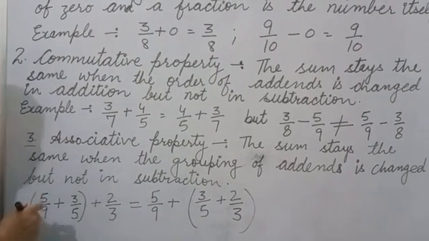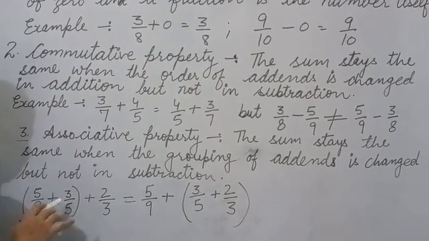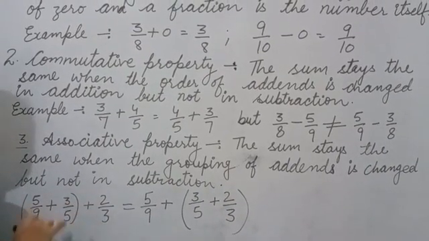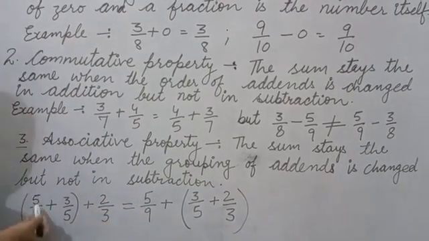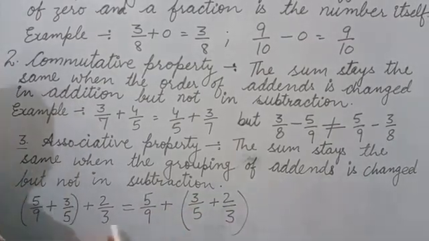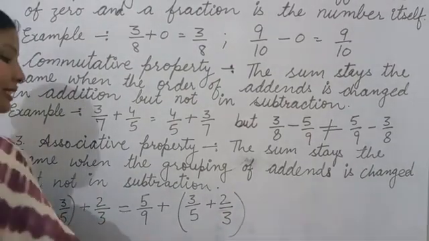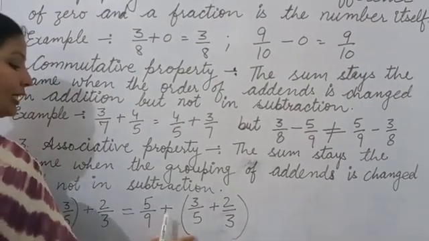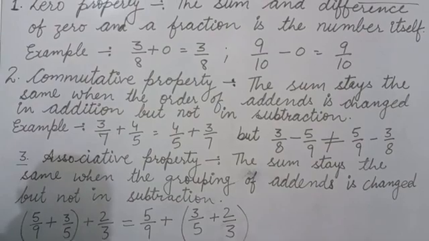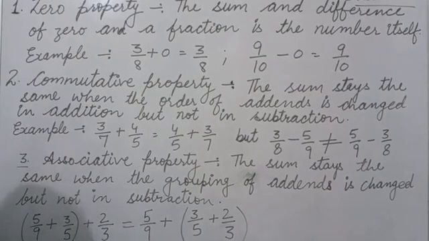See here the example: 5 upon 9 plus 3 upon 5 is one group, plus 2 upon 3. That equals, now we take 5 upon 9 outside and make the group of 3 upon 5 plus 2 upon 3. We made a group of these two. But the answer will come the same. Whether we first add these two, or these two, or the first and third, the answer will remain the same. So this is called the associative property. Associative property means we can change the grouping of addends.